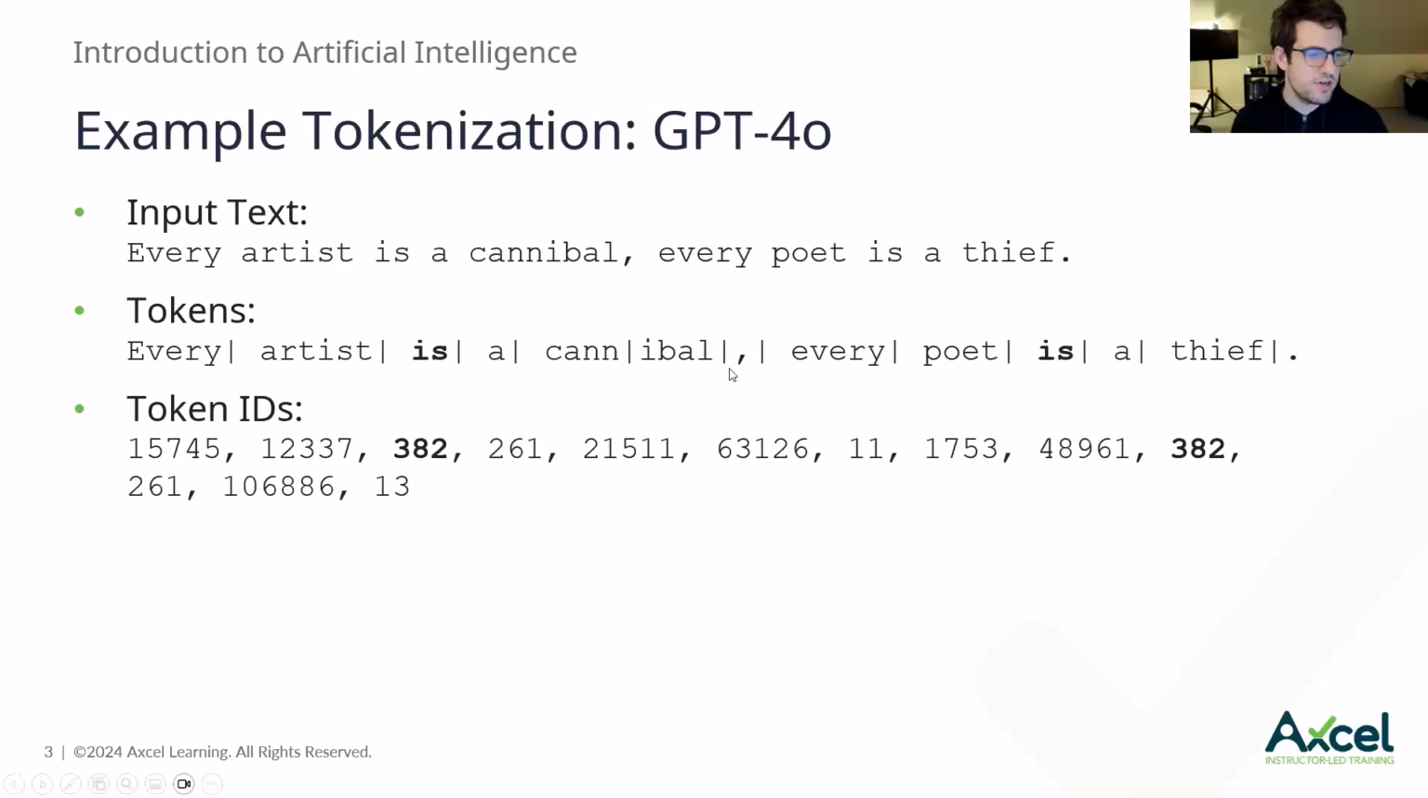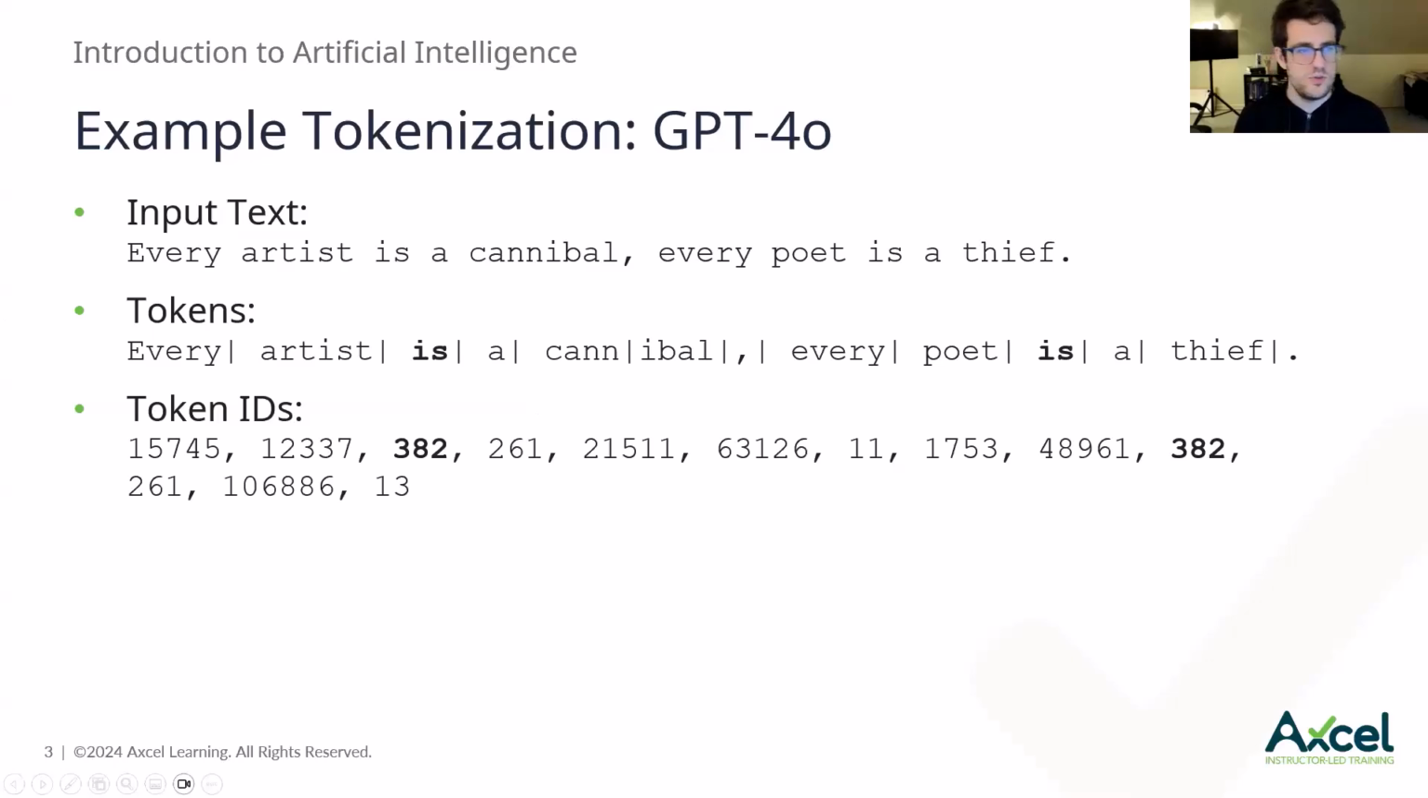And you may notice here that every is repeated twice. We have every artist and every poet, but we can see that the token IDs for them are different. That's because there is an uppercase every here and a lowercase every here. So we know that this model is going to be case sensitive, which could be really useful when you're working with acronyms that may be similar to words themselves. But we can also see that we have two copies of the token is, and they have the same token ID, which is 382.